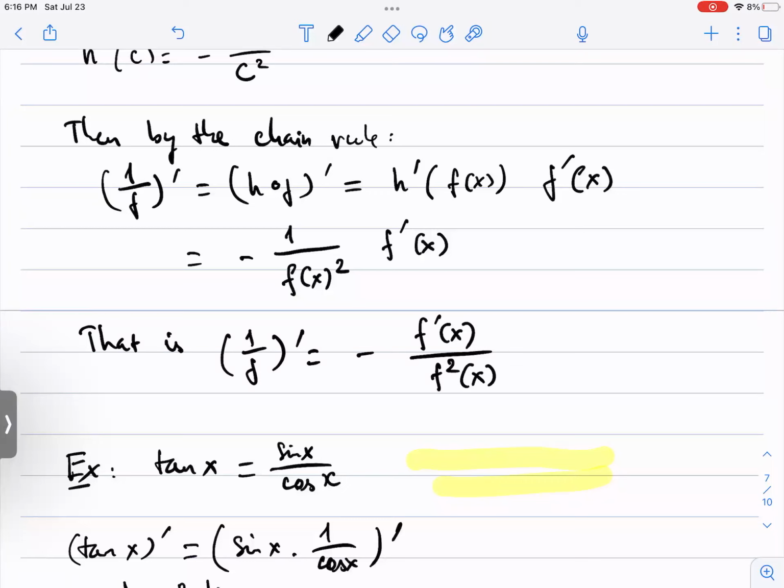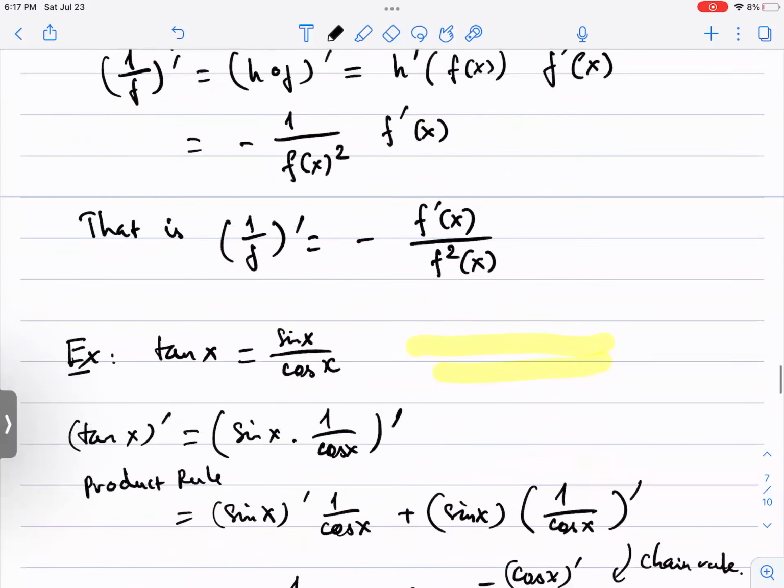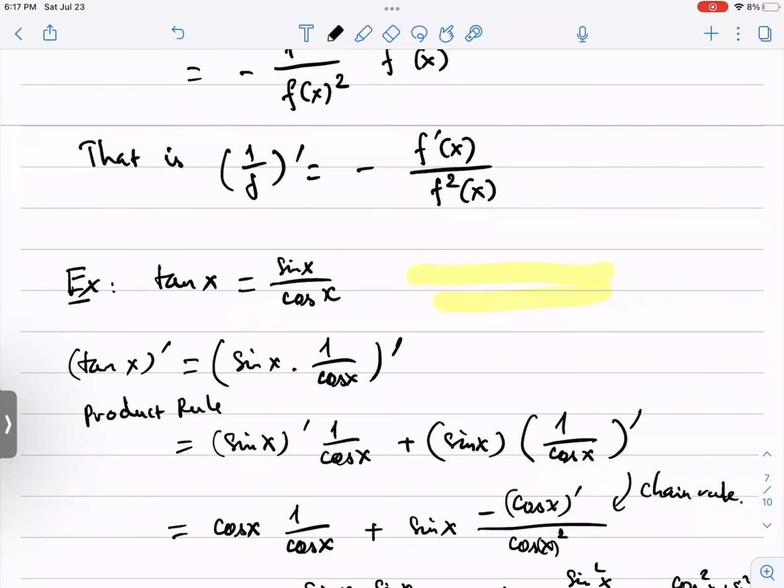Observe that we can derive this equation using the quotient rule, but we can also derive the equation using the chain rule. And the reason we would like to learn how to do it in different ways is to give you more tools at your disposal so that you can apply these tools to a future problem.